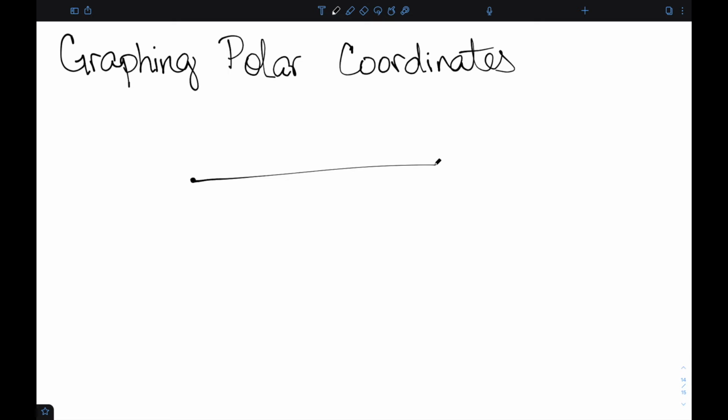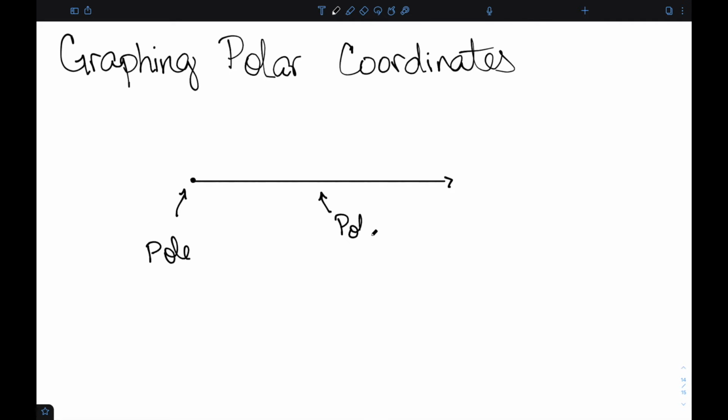We start with a ray that moves towards the left. The initial point on this ray is known as the pole, and this is known as the polar axis. The idea is we're going to go some distance down this polar axis, and then we're going to go around some angle. So a point would be like something right here.